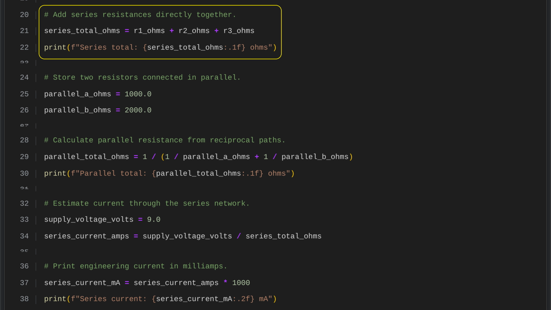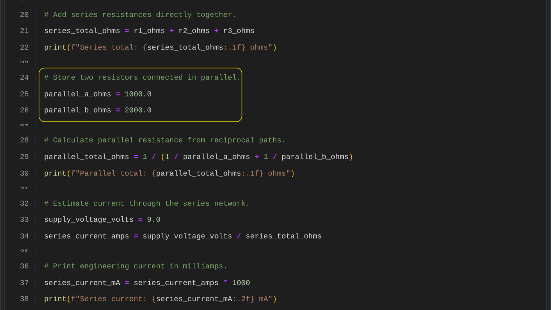To find the total resistance of 3 resistors in series, add their resistance values together. The combined resistance is then displayed in ohms, rounded to 1 decimal place for a clear result. Store the 2 parallel resistor values, 1000 ohms for the first resistor and 2000 ohms for the second. These values will be used later to find the circuit's total resistance.